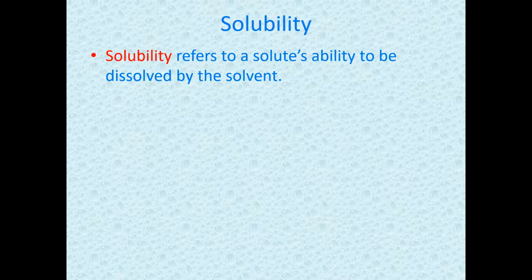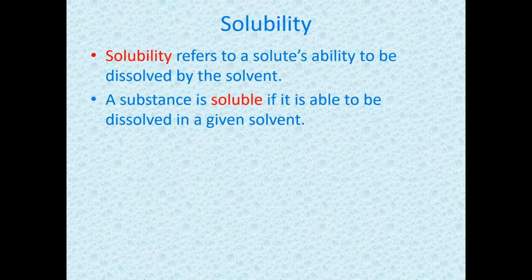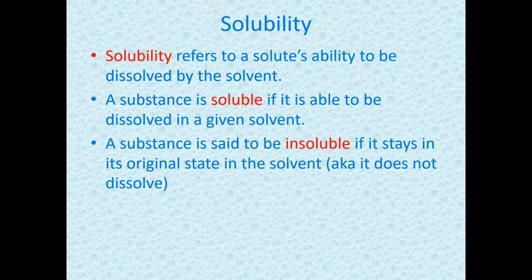So let's talk about solubility. Solubility refers to a solute's ability to be dissolved by the solvent. So whether it can be dissolved or not. A substance is soluble if it's able to be dissolved in a given solvent. Now remember, a solute might be soluble in one solvent, but not in another solvent. A substance is said to be insoluble if it stays in its original state in the solvent, aka it does not dissolve.